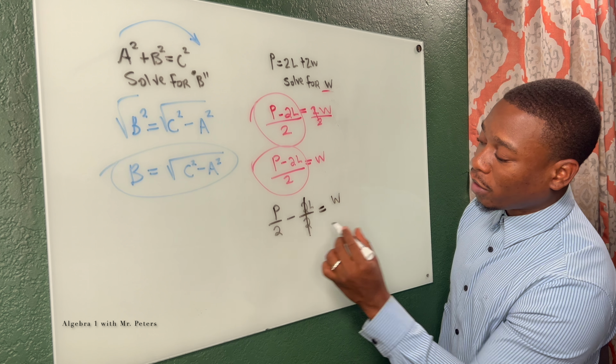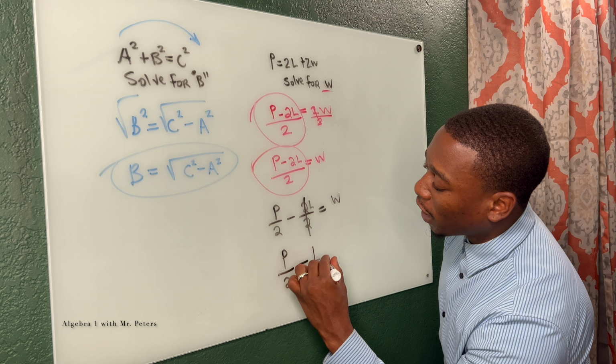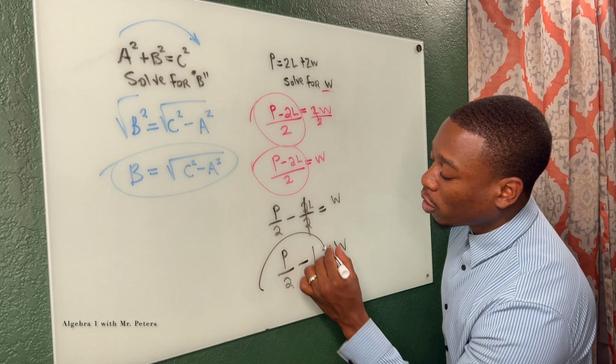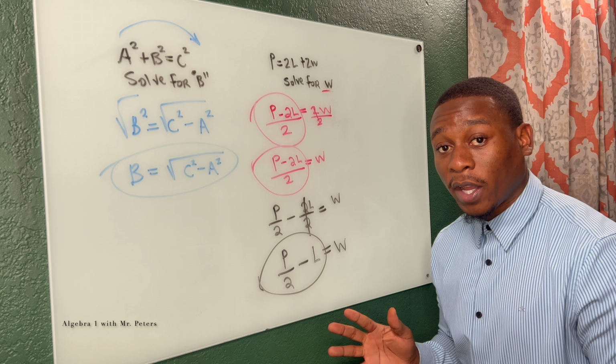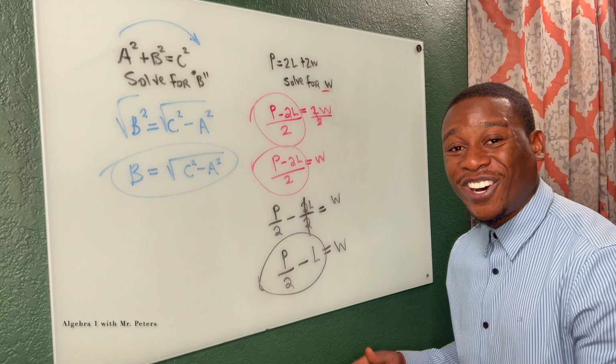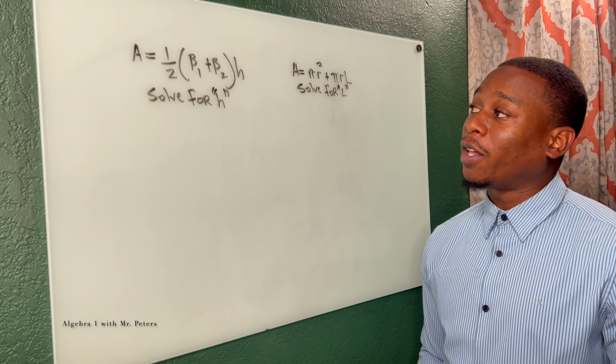So what happens is the 2's cancel, and we'll have P divided by 2 minus L is equal to W. So just understand, family, that this is the same exact answer as what you see in red, and it may be a possible answer on your exam as well. So just be mindful of that.